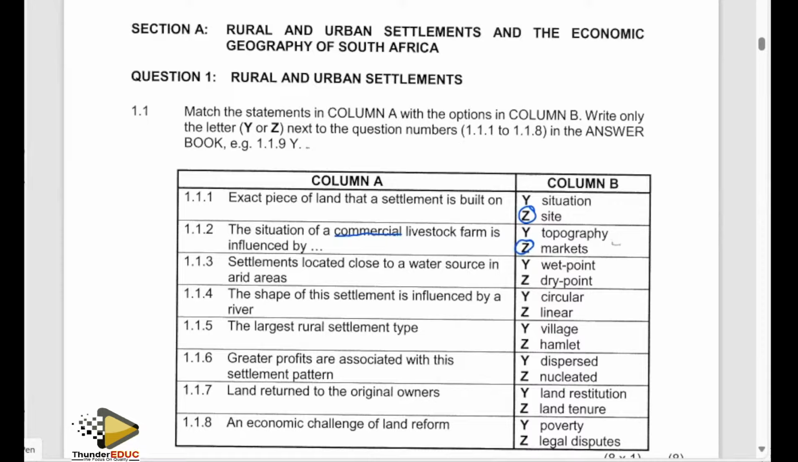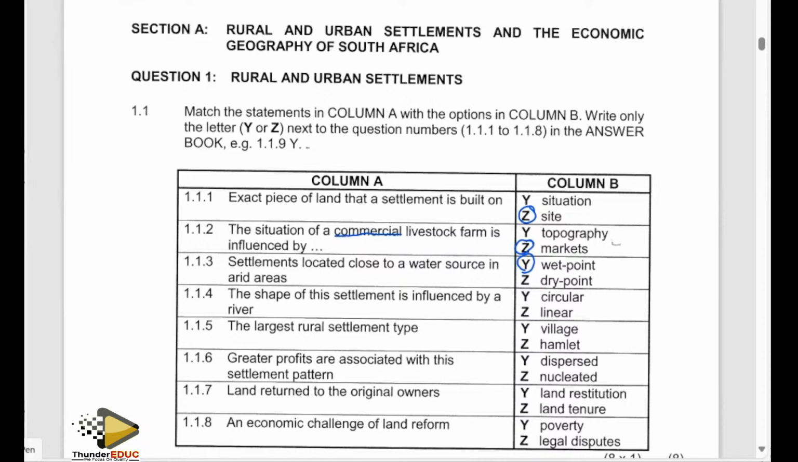Right, I'll go to number 113. Settlements located close to a water source in arid areas. For example, in the desert areas, you find that settlements are established on the oasis, which is the source of water. What kind of settlement is that? Remember, we classify settlements in relationship to water. We have a wet point and a dry point settlement. So in this instance, our correct response is a wet point settlement. The reason for the establishment is to access water because the area is arid or dry.